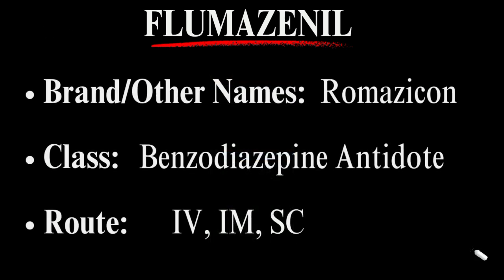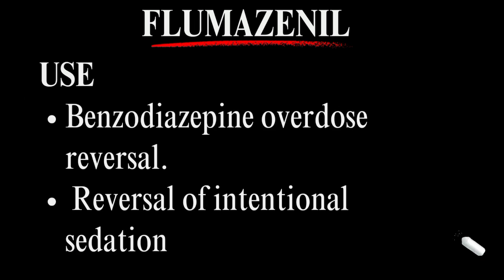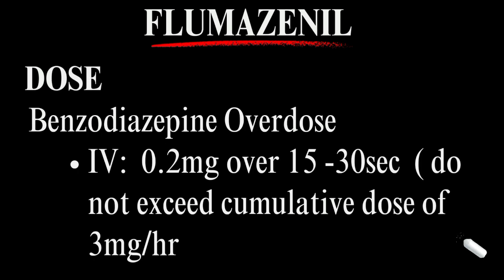Flumazenil is sold under the brand name Romazicon. It's a benzodiazepine antidote and it's given IV, IM, or subcut. So it's used for the reversal of benzodiazepine overdose and also the reversal of intentional sedation. The dose is 0.2 milligram over 15 to 30 seconds. You're not supposed to exceed a cumulative dose of 3 milligrams per hour.